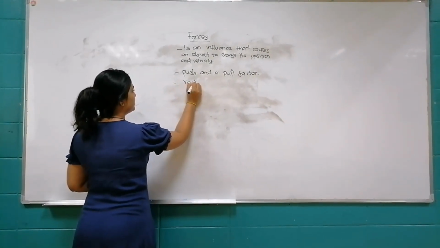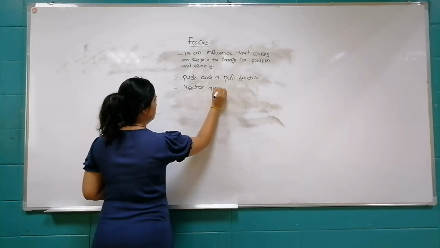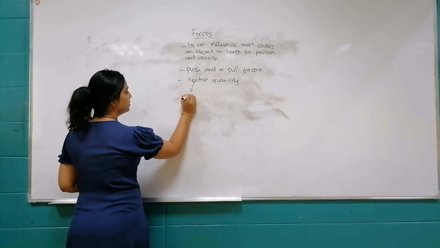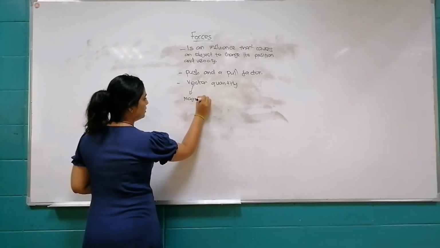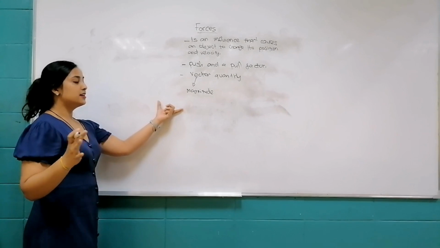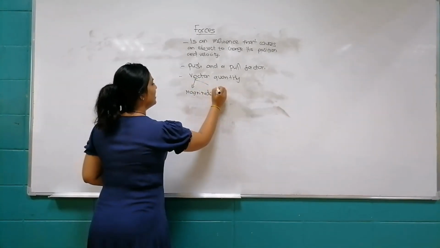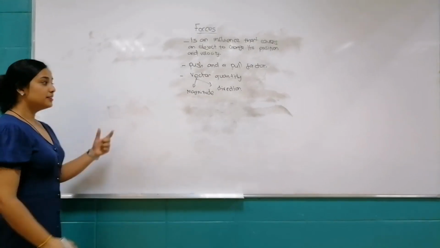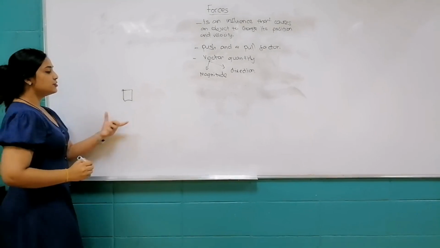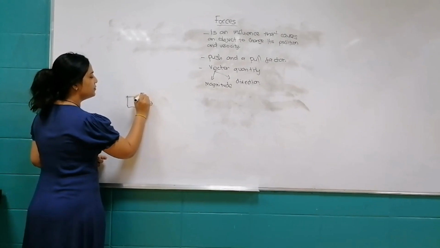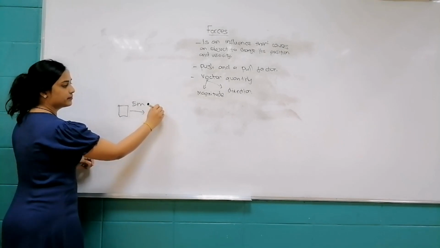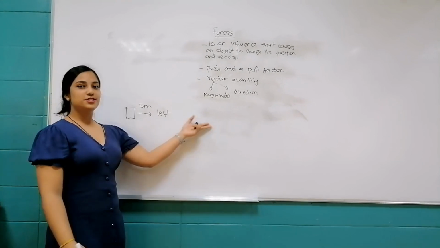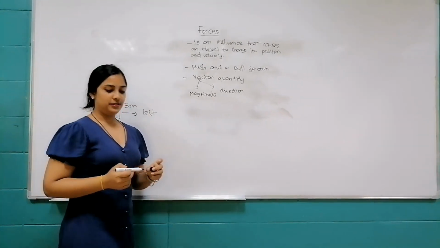Force is a vector quantity. Vector quantity means it has a magnitude, as in distance or size, and it also has a direction. For example, if I have a box here and I want to move this box 5 meters towards my left, the magnitude is 5 meters and the direction is towards my left. So that is what a vector quantity is.